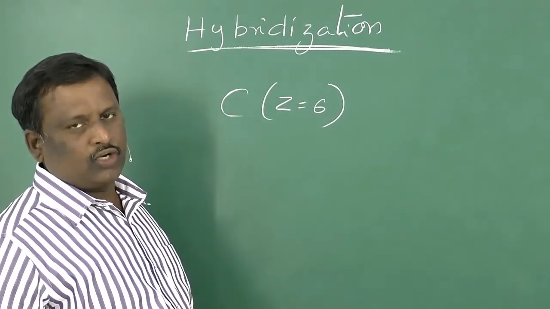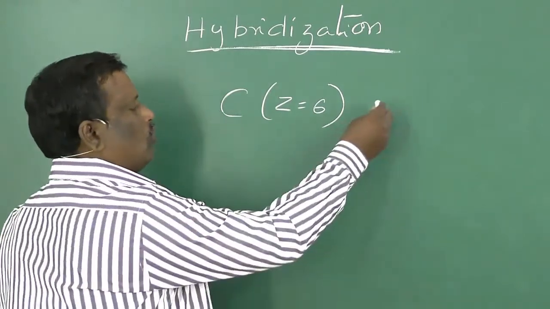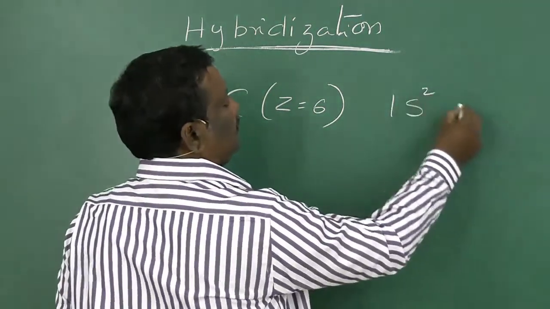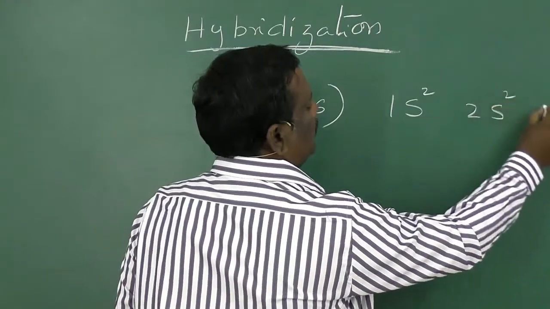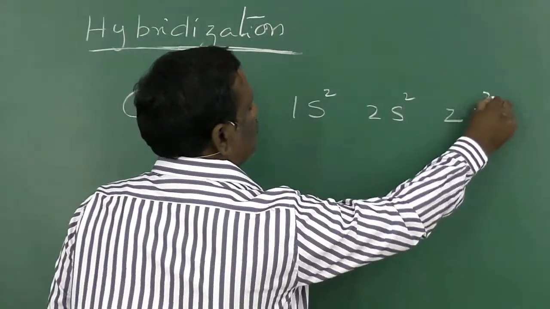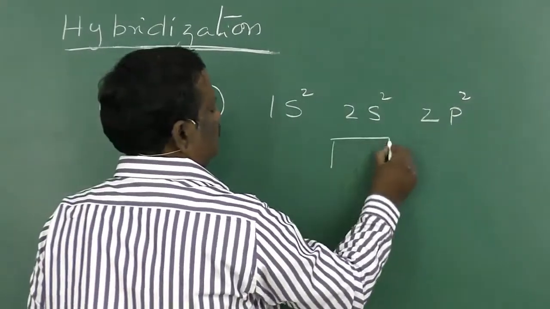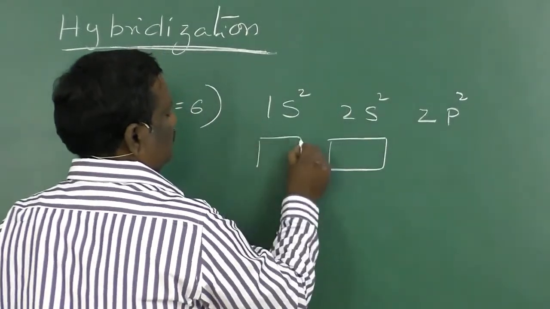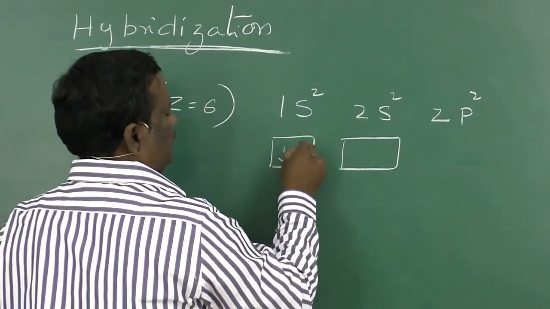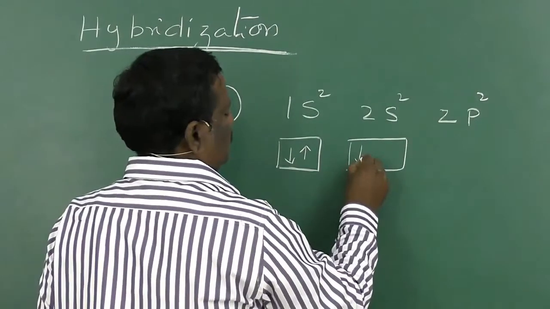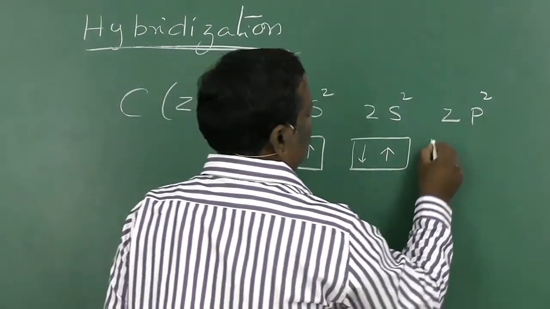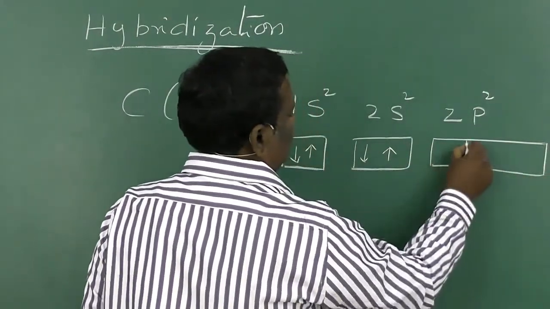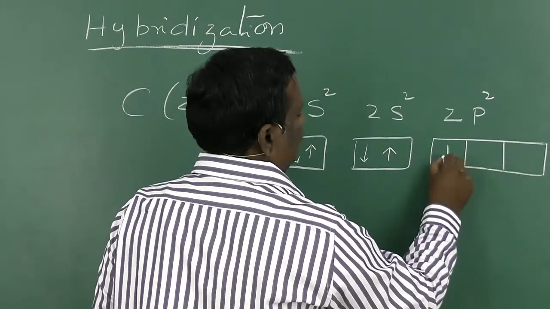The 6 electrons of carbon are arranged like this: 1s2, 2s2, 2p2. Two electrons in 1s orbital, 2 electrons in 2s orbital, and 2 electrons in 2p orbital.